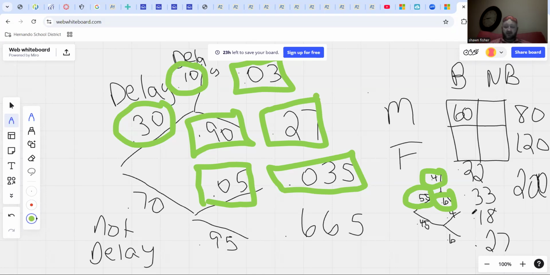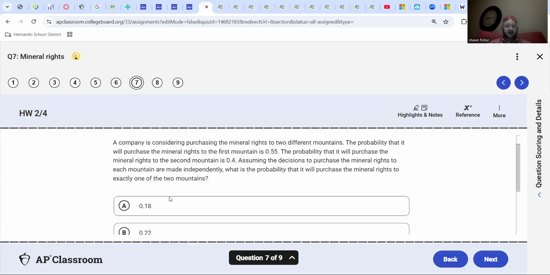And I gave you all of those, the probability of A and B actually happening. All of those probabilities multiplied together. There it is. Here's the question. What's the probability that it will purchase mineral rights to exactly one out of the two mountains?